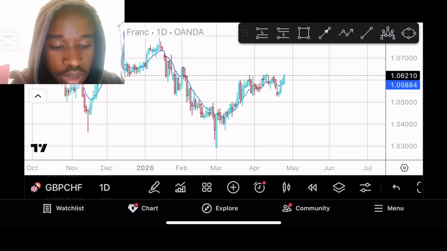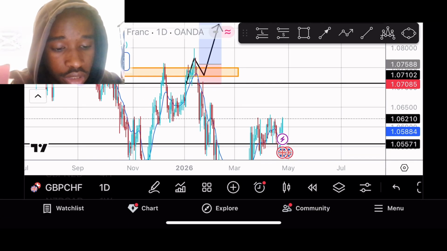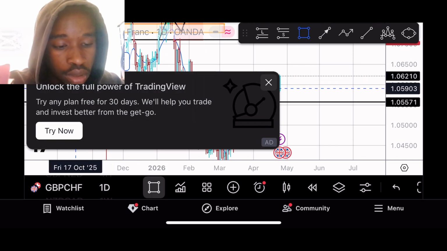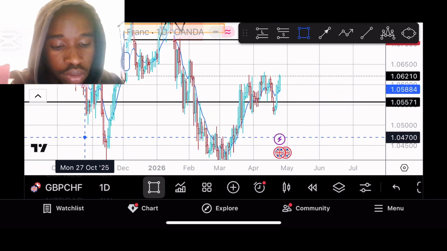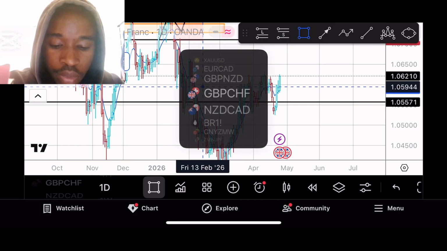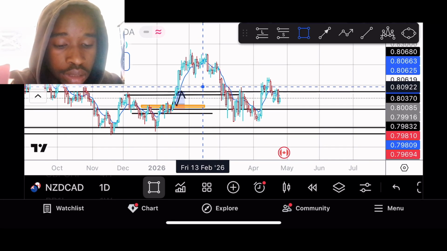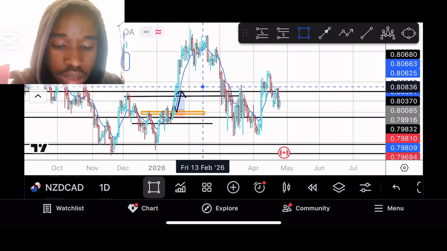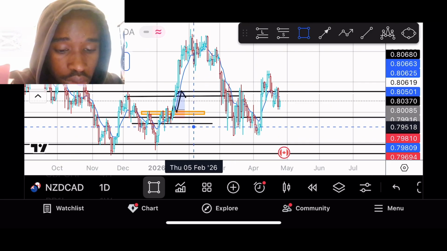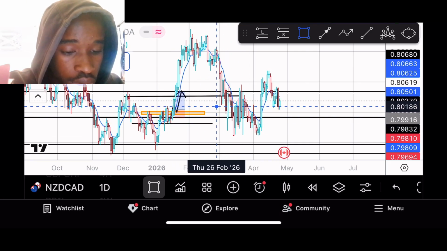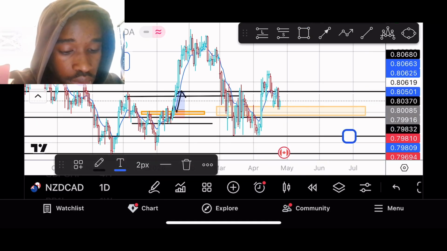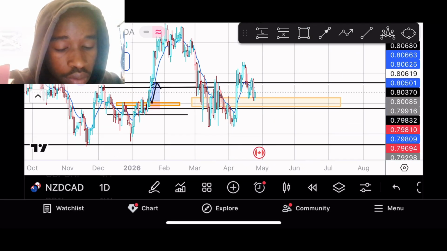We have GBPCHF that I have. Looks like it's undergoing consolidation. I don't really know what's happening on GBPCHF. I might come and sit down properly. NZDCAD looks like it's. I'll do that for now.